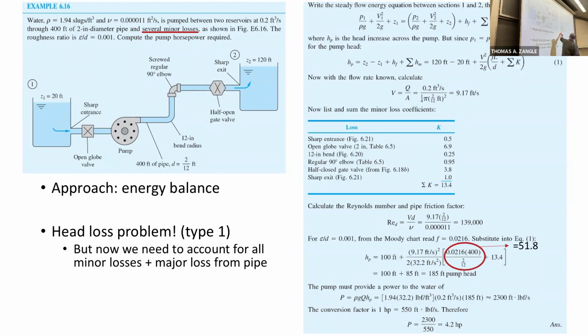Yeah, the only one that's a straight number is for a sharp exit. We know it's 1. But for everything else, there's going to be some kind of calculation or lookup, or finding the right table or the right figure, that kind of thing. Yeah, good point.